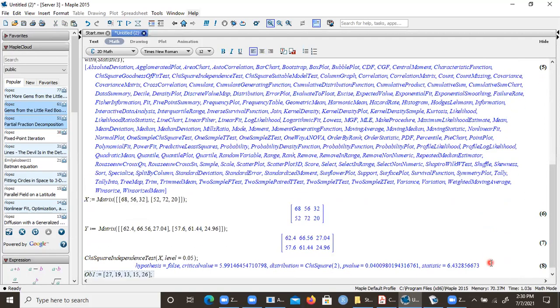So I'm using this command. Let me put the values. First of all, I'm going to put the row values, first row values sequentially, and then the second row values. Okay, these are my observed.